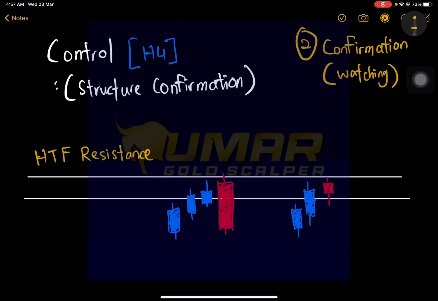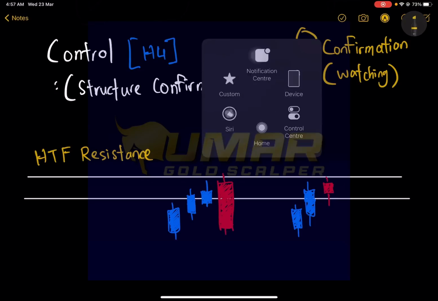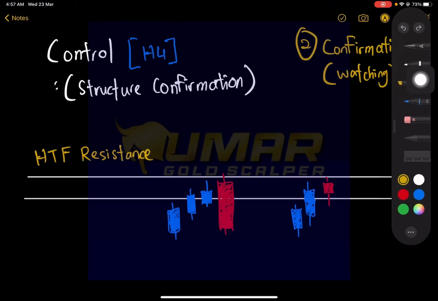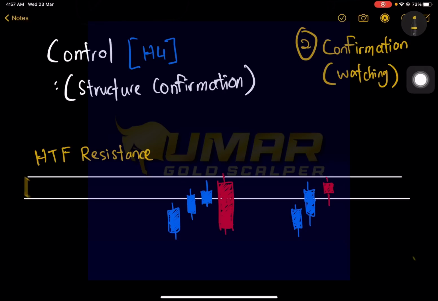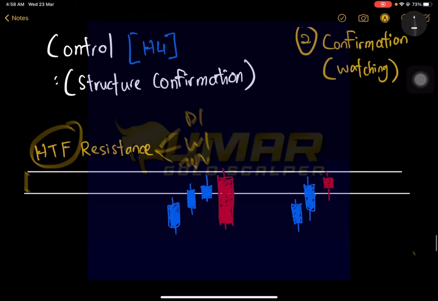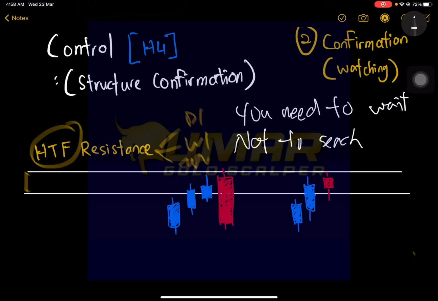So what it means? Okay, imagine that this is the zone. Wait a minute. So this is the zone of high time frame, which mean on the daily, weekly, and monthly. Alright? And then for this confirmation, okay, listen carefully. You need to wait and not search it, or just make your own confirmation. No, it's not work like that. You really need to wait.